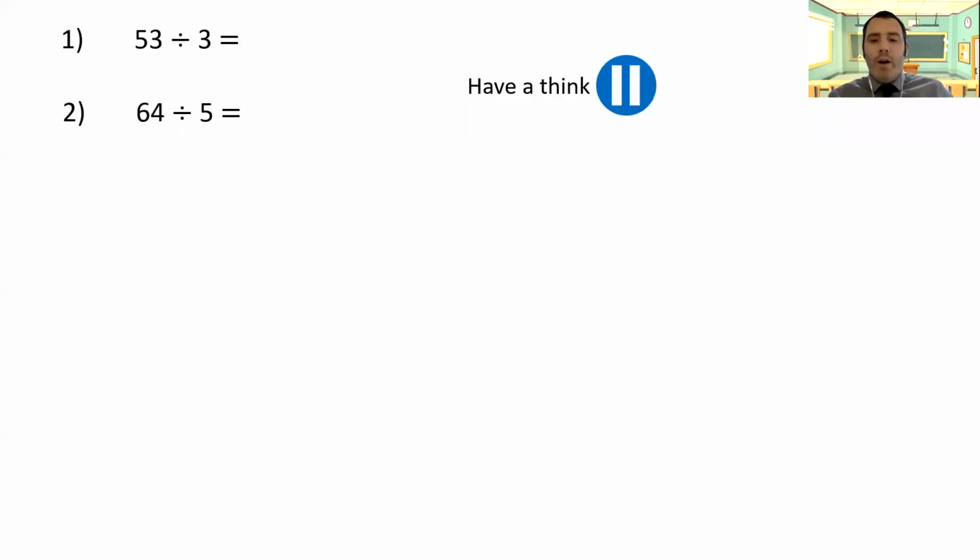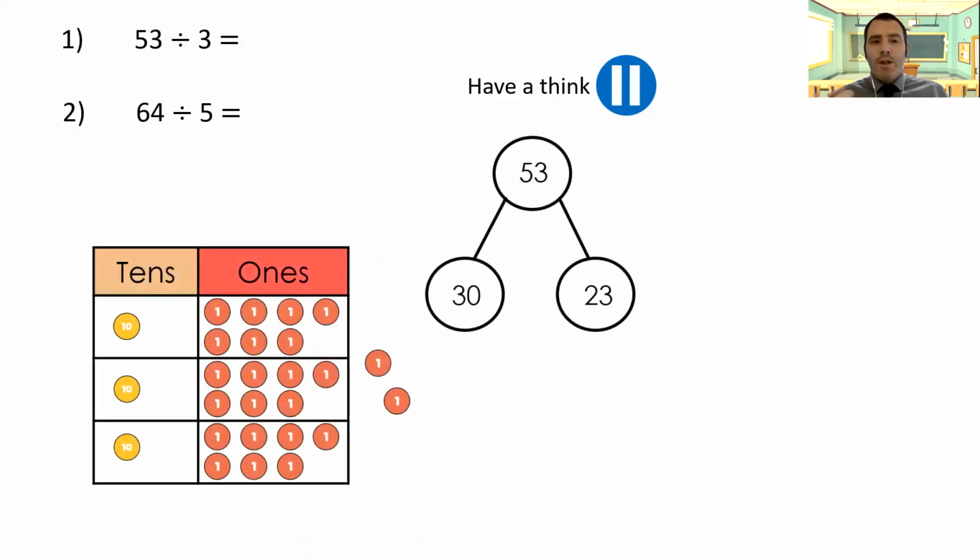Right, here are your answers. So I've used a part whole model and I've used my place value chart for both of these. So 53, in my tens, I've got 30. I've taken those out. They're on the tens. I've exchanged the 2 tens remaining into my ones. That gives me 23. I've then gone and shared them as equally as I can. I've got 7 in each row, and I've got 2 that I can't fit into a row. So my answer is 17, remainder 2.